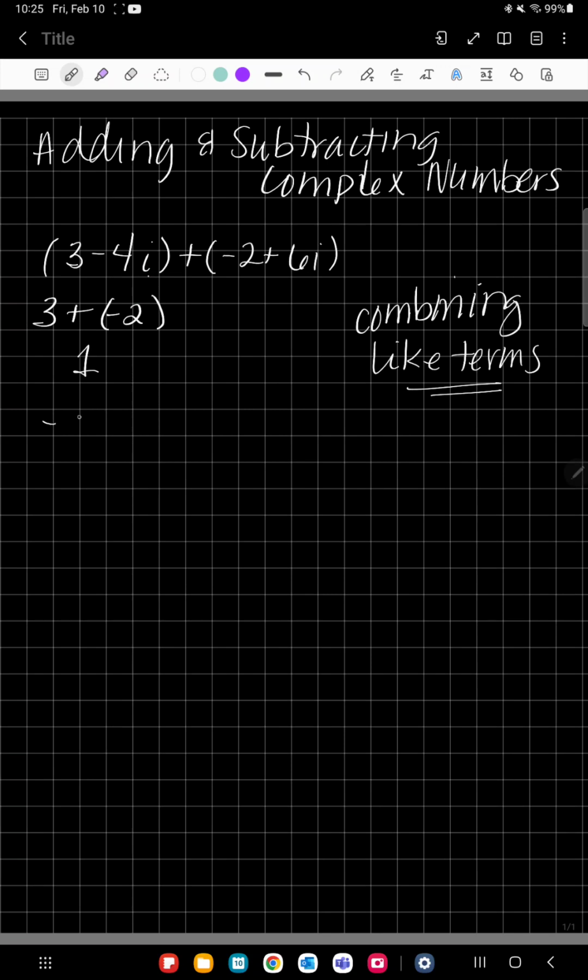And then we have a negative 4i plus a 6i. And again, the signs are different, right? 4 and 6, so I'm going to subtract my values. 6 minus 4 is 2. They both have an i, so I know it's 2i. The 6 is positive, so it's positive 2. Your answer always goes in the format of real plus or minus imaginary. So our real number was 1, and then we had a positive 2i. So 1 plus 2i.